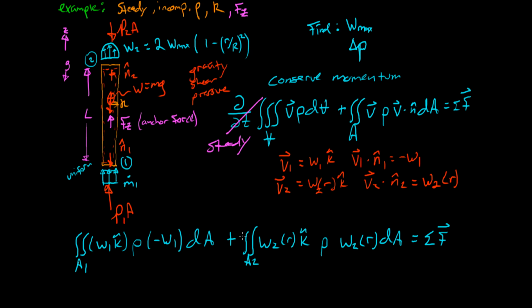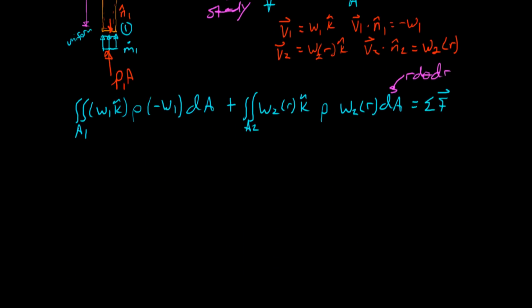And once again, we have the problem of this being a function of R, and so we have to actually use the fact that dA is R d theta dr, same little pi wedge. Let's go ahead and start doing these integrals. Remember, this one, nothing's a function of area, and so we can just integrate it directly as minus W1 rho W1 A1 k hat. And I'd like to point out real quick, rho W1 A1, well, that's just rho VA. That's our mass flow.